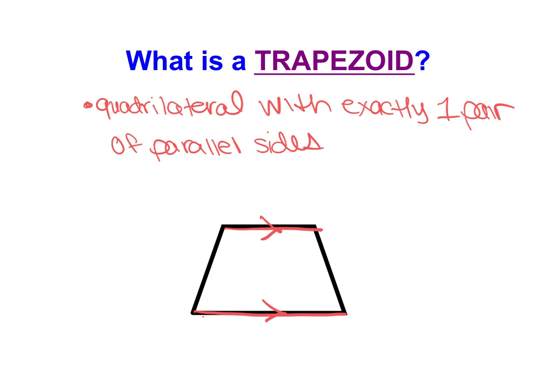If we take a look at the other 2 side lengths, and I kind of continue this line on, and then continue this line on, we can see that they do in fact eventually cross. So those are not parallel. So here we only have 1 pair of parallel sides, and that results in that being a trapezoid.